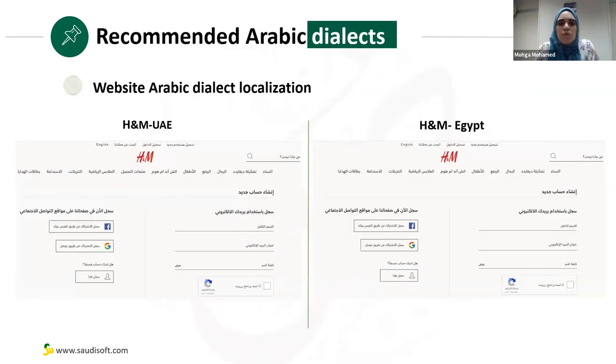So if you are localizing a website and you are targeting different Arab countries, the best way would be using the MSA dialect, and this would be acceptable for different Arab countries. Here are the H&M websites for the United Arab Emirates and Egypt. Both websites are written in the MSA dialect. Even if you cannot understand what's written, you can see that the words are almost the same and both screenshots are identical.